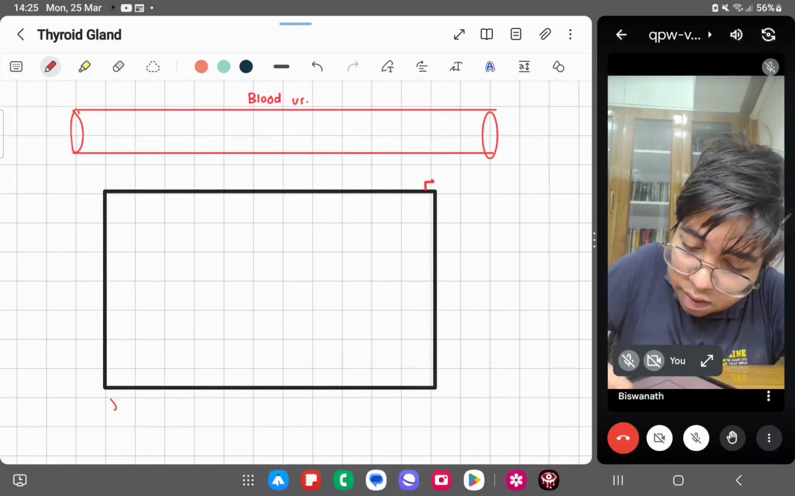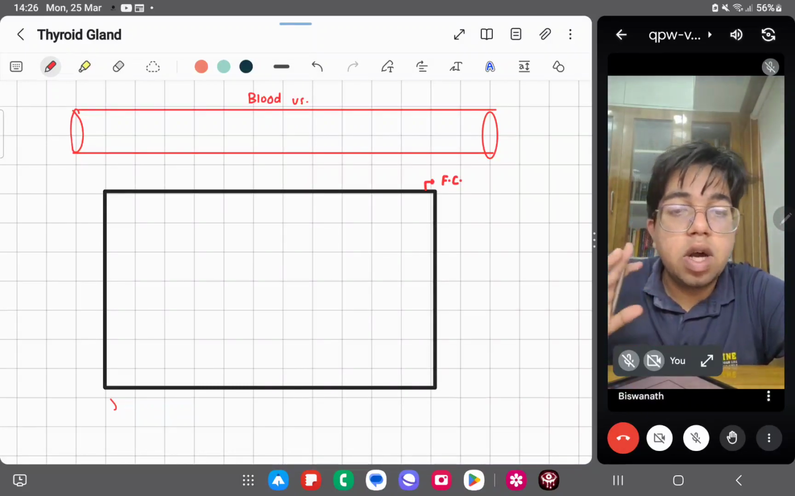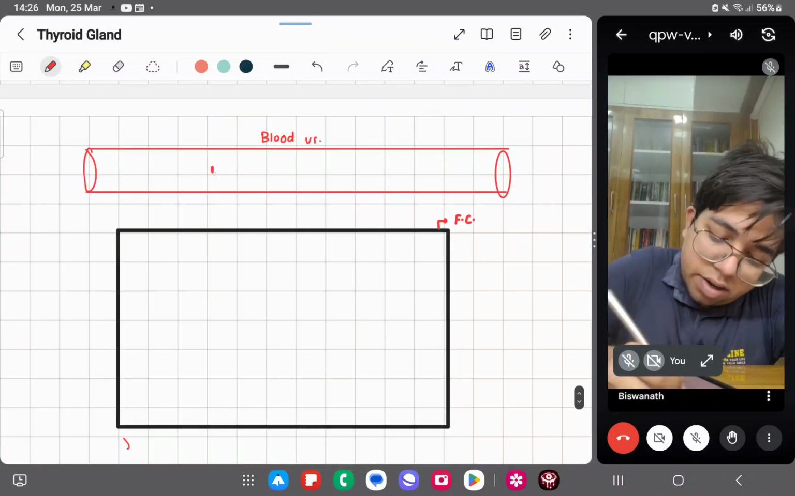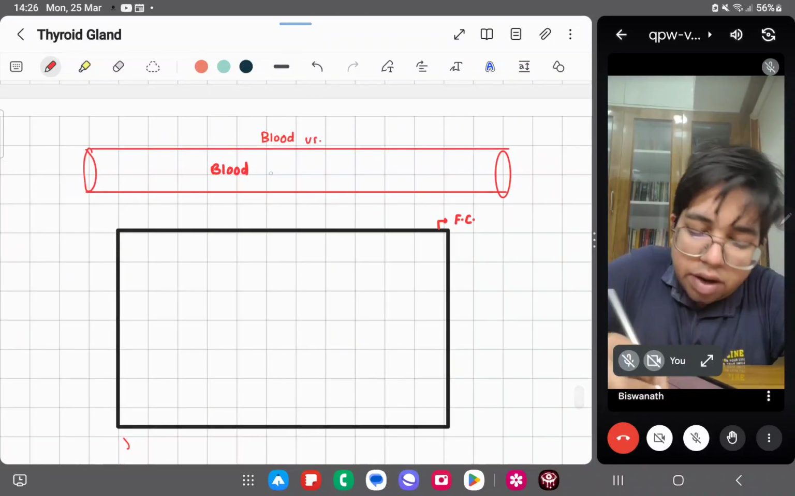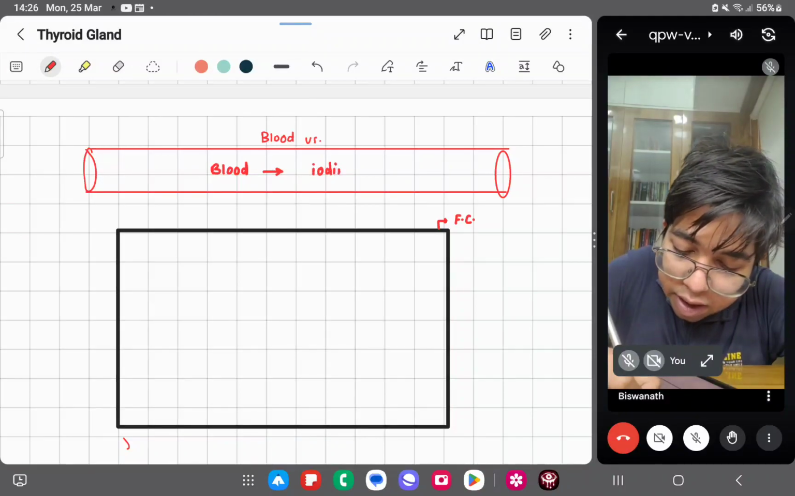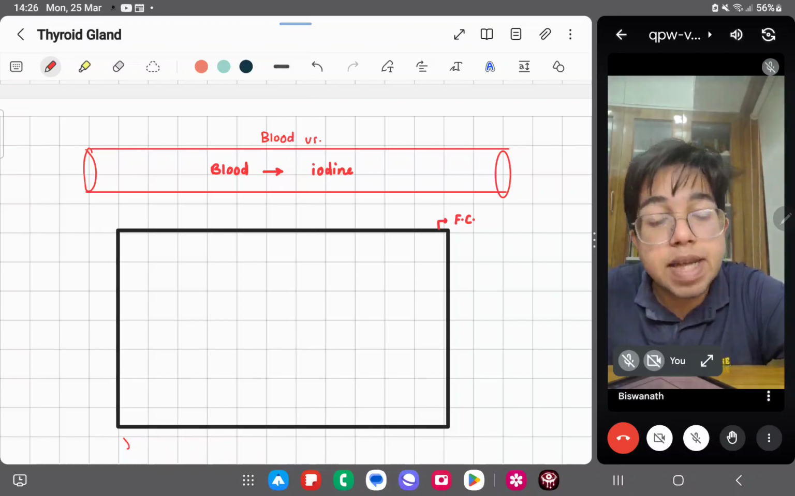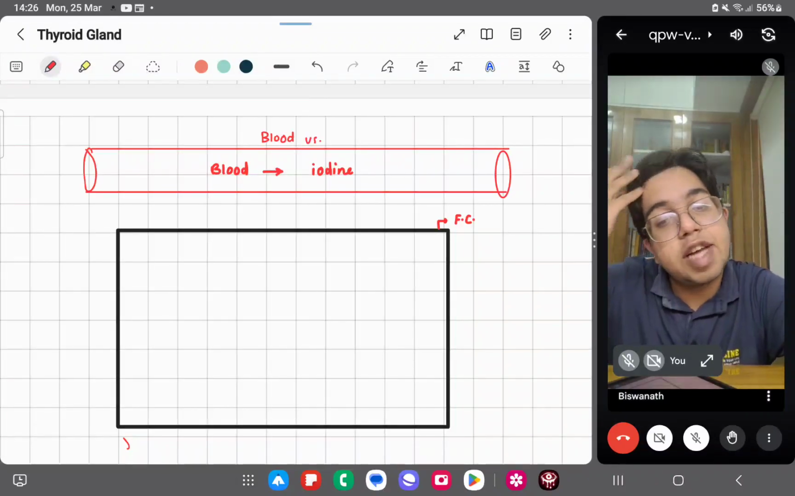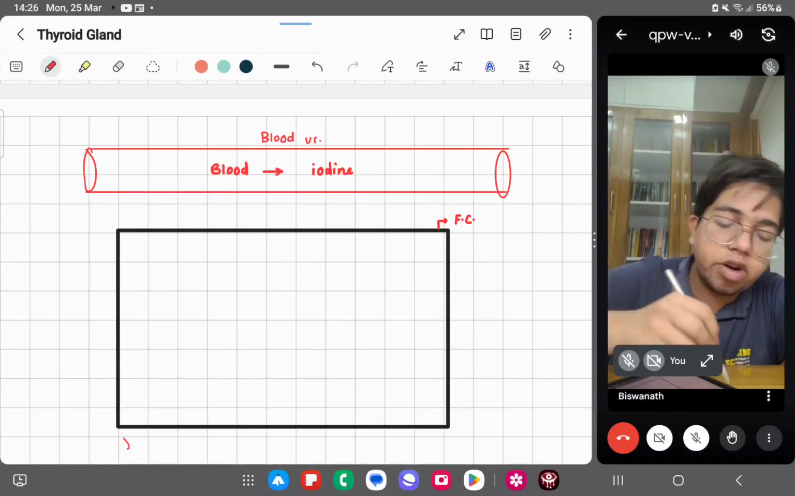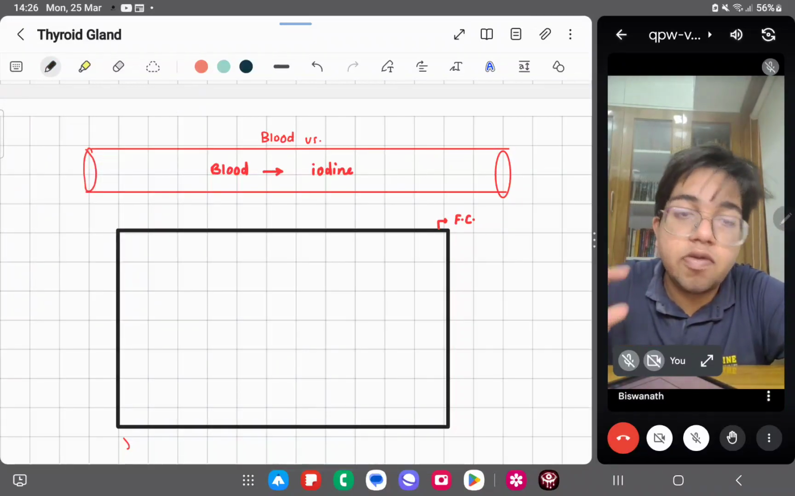This is a follicular cell, FC. In blood, we ate iodine, we took salt, and iodine came to the blood. This iodine must be trapped inside this follicular cell because iodine is the raw material for the synthesis of thyroid hormones. So we're discussing thyroid hormone synthesis. This iodine must be trapped into the follicular cell.